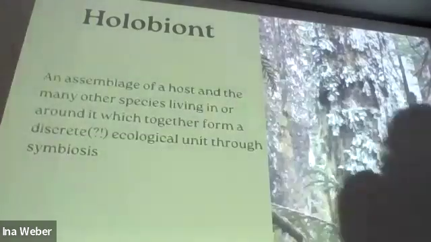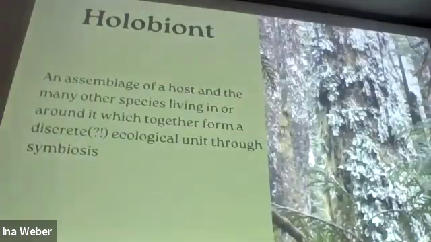We don't exist without our microbiome. You would be dead without the bacteria and fungi that are within and on your body. They're what allow us to be healthy. When they're in balance, we're healthy people. When they're out of balance, we're not. And when they're gone, we're dead.